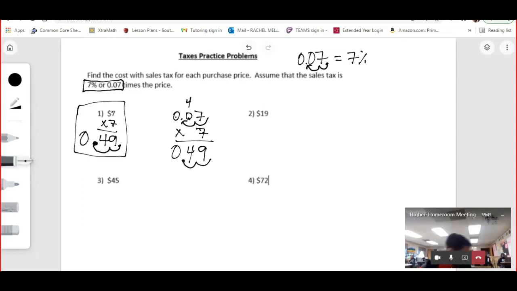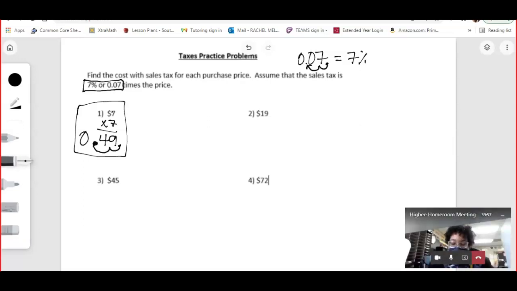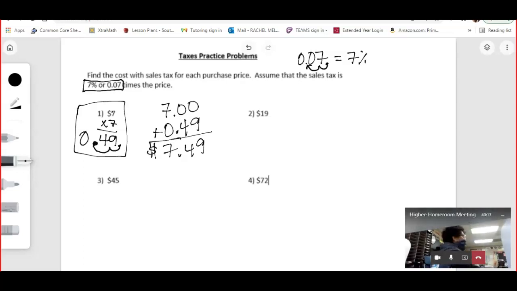So once I find my sales tax, am I done? What's left? What do I have to do now? Add the sales tax with your final amount. What was my final amount? $7. And what was my sales tax? 49 cents. Oh my goodness, this is such a hard problem. $7.49. Do you see how, if you take it step by step, it can be easy today? Are there any questions on that one?